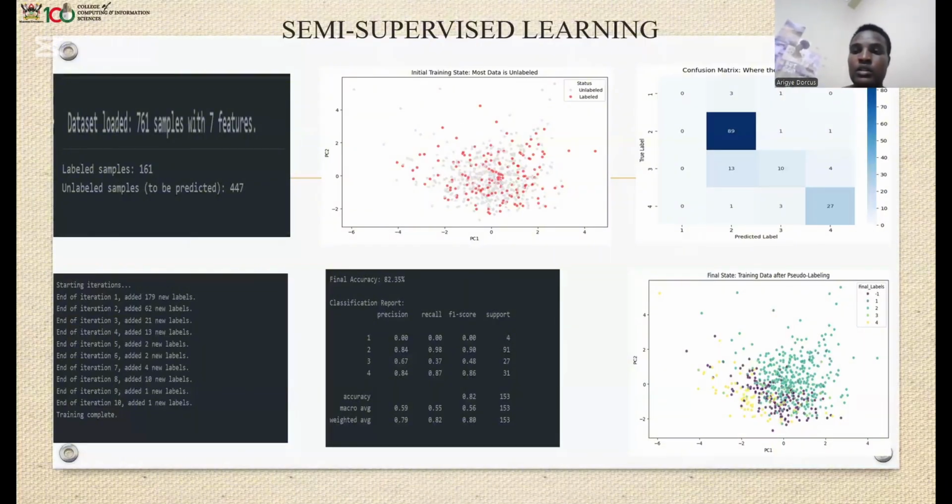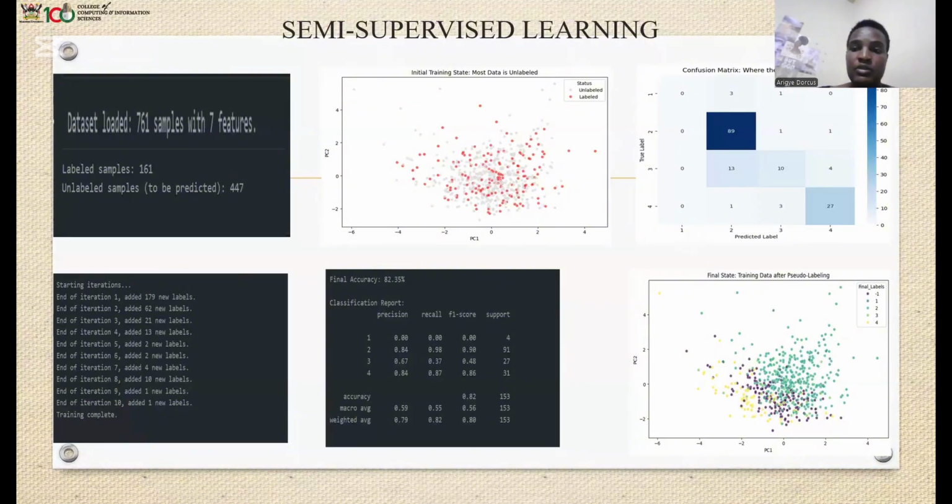and the top center scatter plot shows the initial training state. You notice the red dots which are labeled are sparse compared to the gray dots which are unlabeled. Then in the first iteration, it adds 179 new labels by making high confidence guesses on unlabeled data, a process often called pseudo labeling. By the end of the 10 iterations, the model has exhausted its learning gains.